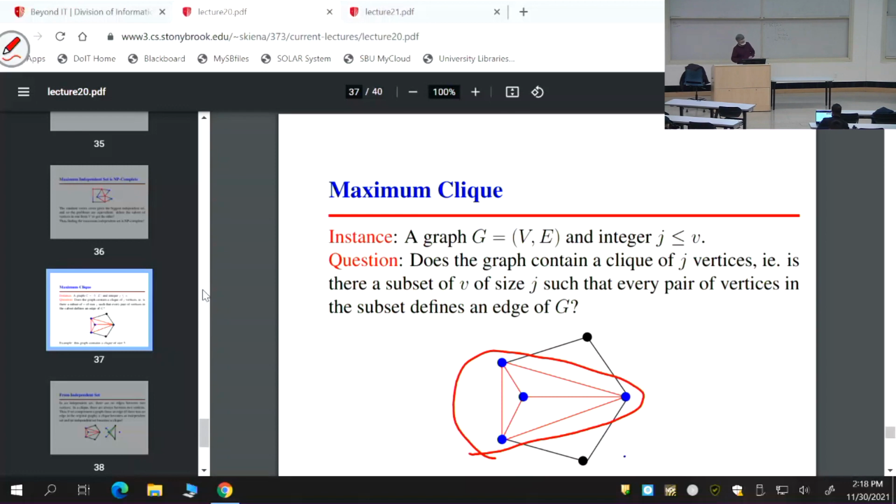What is a clique in Facebook, Instagram? What is a clique in a social network? What would it be? Yeah? Everybody's connected to each other.